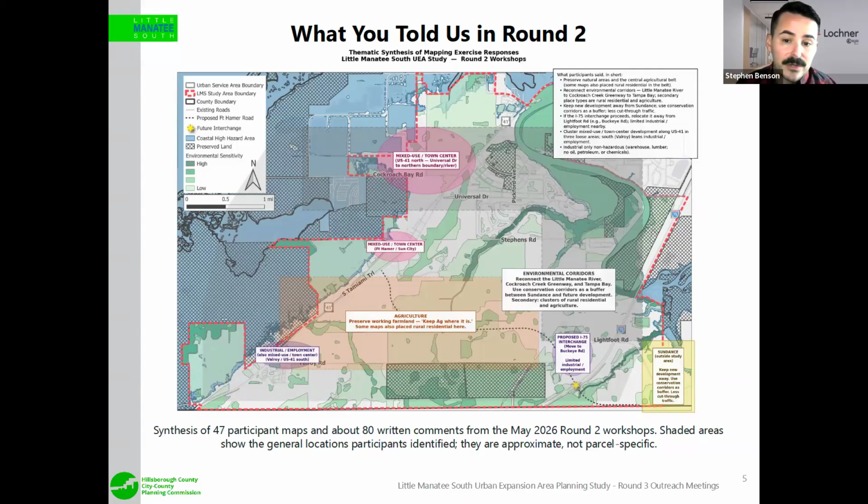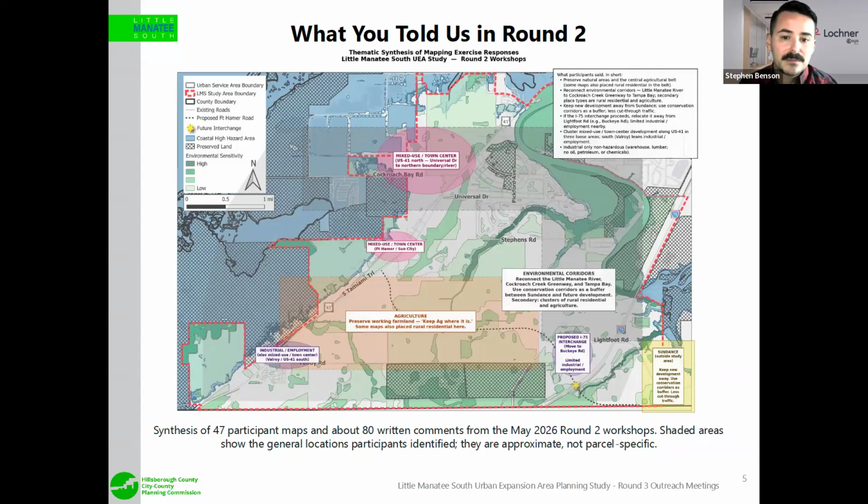Some additional feedback that we heard was to keep new development away from Sundance and use these conservation corridors as a buffer. Also, less cut-through traffic, specifically in the Sundance area. If the I-75 interchange does proceed, relocate it away from Lightfoot Road, for example, down to Buckeye Road in Manatee County. And we also heard that there was a desire to see limited industrial and employment.